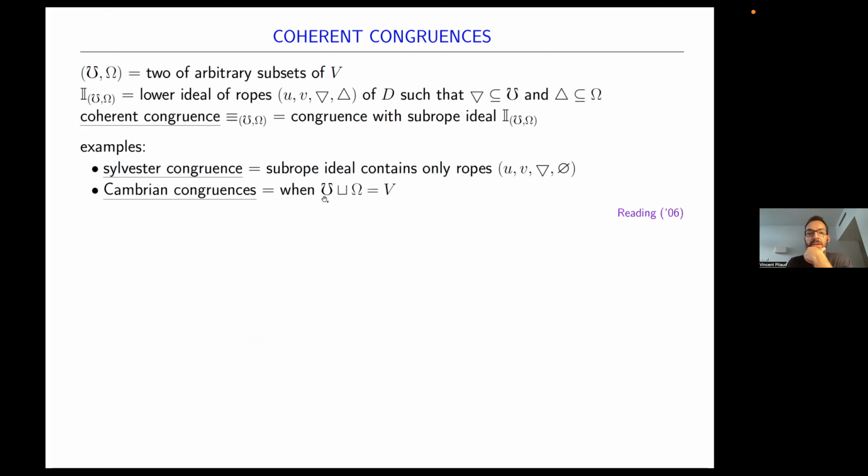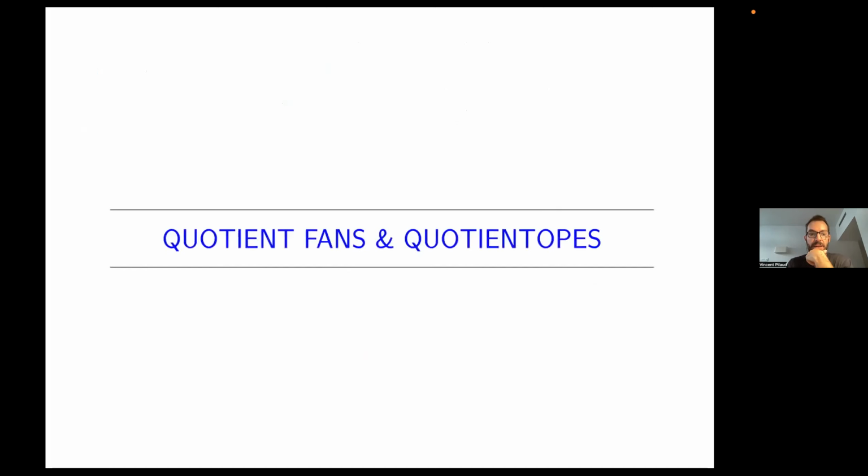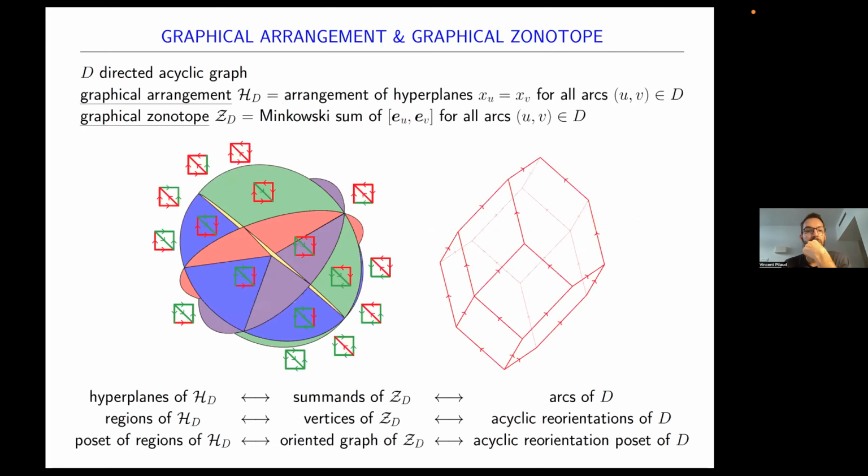Another interesting example is the case where the up and down subsets partition the vertex set, and this corresponds to the Cambrian congruences of Reading, and they are particularly nice, maybe we'll have time to see why. Okay, so we are almost done. We know completely the lattice theory of these acyclic orientation lattices, and now I want to do a little bit of geometry, and it's exactly the same as before.